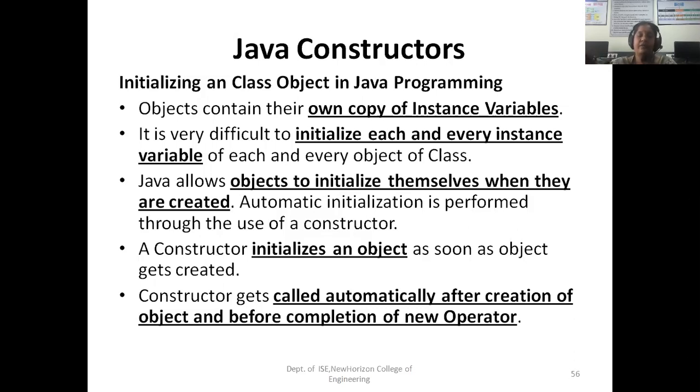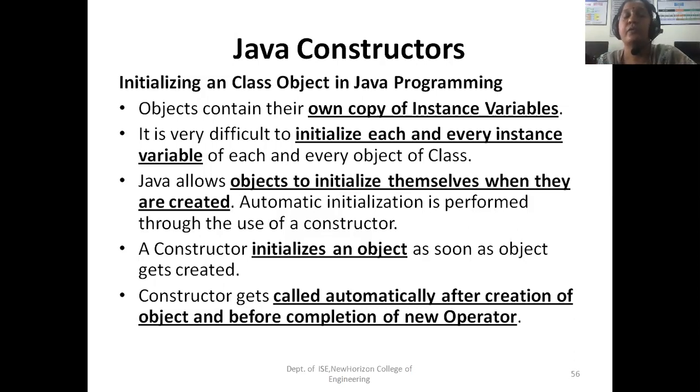This process of destroying the object is called garbage collection. Later we will discuss it, and I'll tell you why we are not in need of a destructor. So in Java, among these two, only one concept we are going to discuss, that is constructors. Okay, so what are constructors?